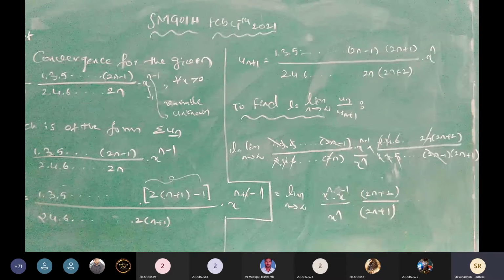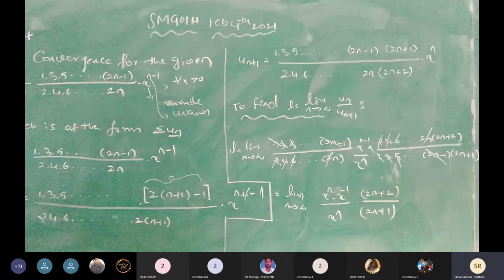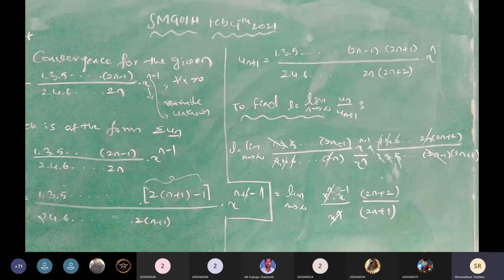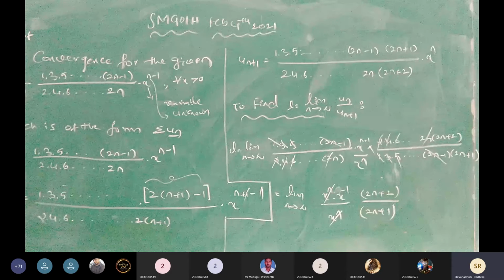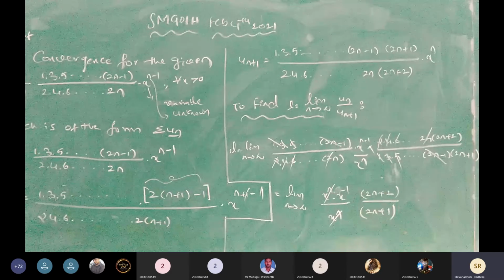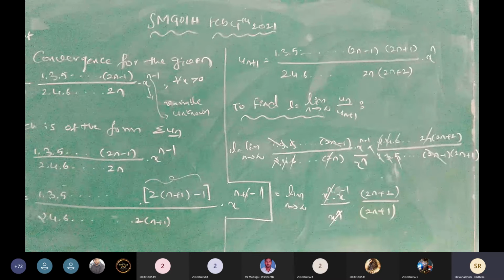Okay. Now, x to the power of n gets cancelled. Take a pic. I am going to simplify the L for getting convergent or divergent or test fails. Okay? Full screen not visible, ma'am. Right side corner not visible.